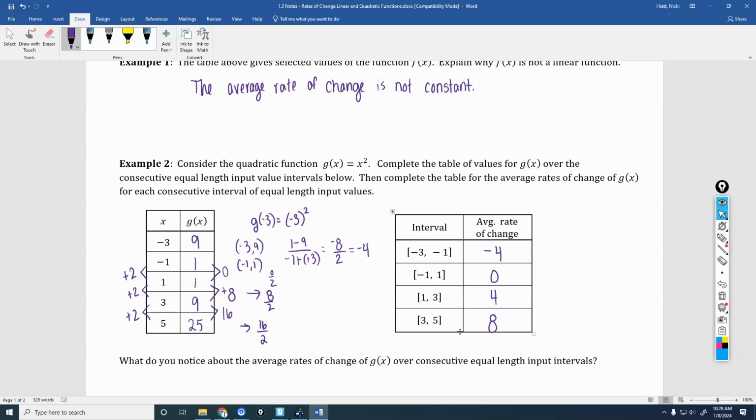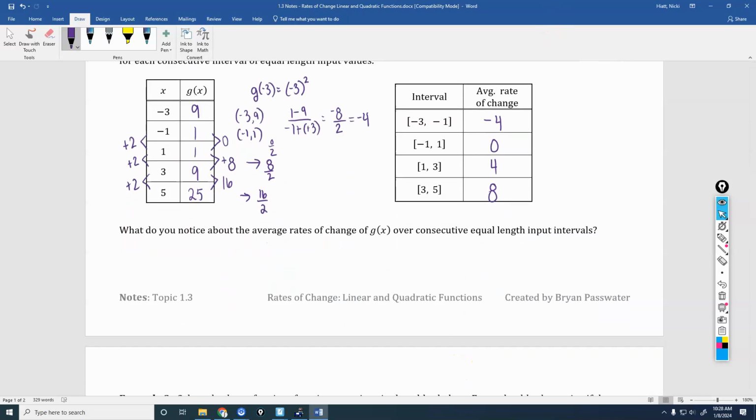Okay, so what do you notice about these average rates of change? Let's pay attention to the wording of this too. What do you notice about the average rates of change of g of x over consecutive equal length input intervals? Okay, we're just going up 4 each time, right? And that consecutive equal length input intervals is important because you have to be going up by the same amount on your x's to make this conclusion.